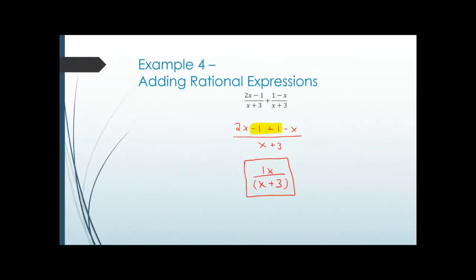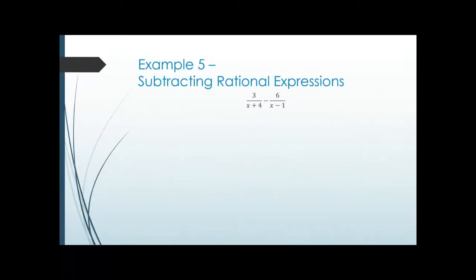So I started simple. The next example I have is subtracting. And here we don't have a common denominator. So here we need to create a common denominator. That's where we need to find the least common multiple of the x plus 4 and the x minus 1.